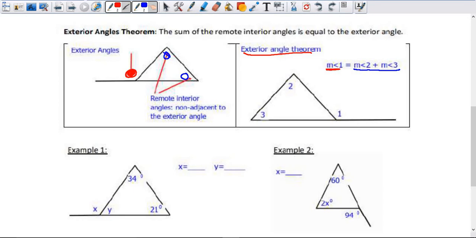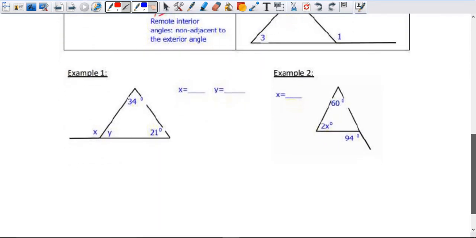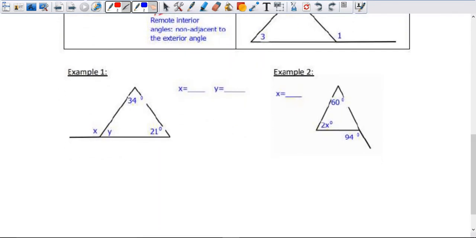So we're going to use that to help us solve for example 1 and example 2 here at the bottom. So let's solve for x first, all right? So x is an exterior angle, which means that if I'm going to solve for it, I take the two remote interior angles and add them together. So we take 34 plus 21. Whenever you take 34 and 21 and add them together, then you would get that x equals 55 degrees.